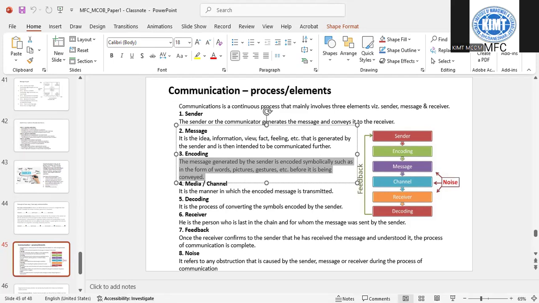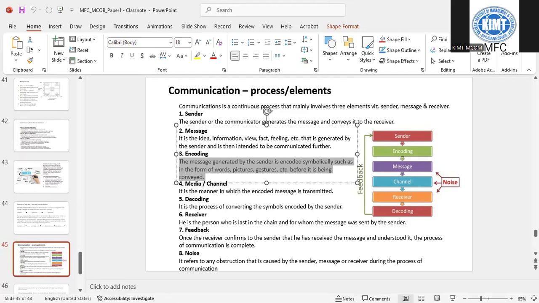Media or channel is how you are communicating. In our case, now we are doing a class, and Zoom is the channel. Whether it is a letter, paper, a loudspeaker, an online meeting, or a computer, that is the media channel.